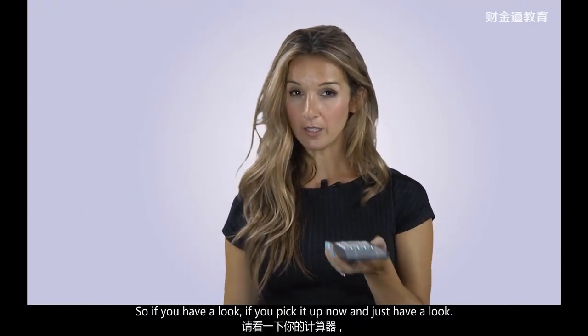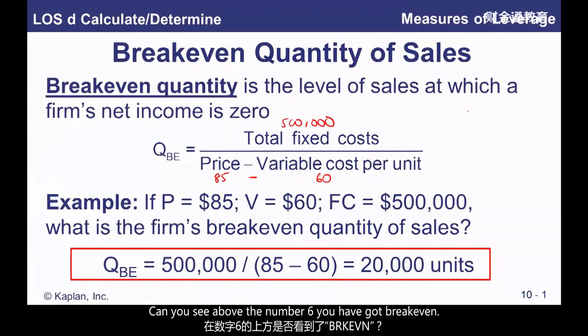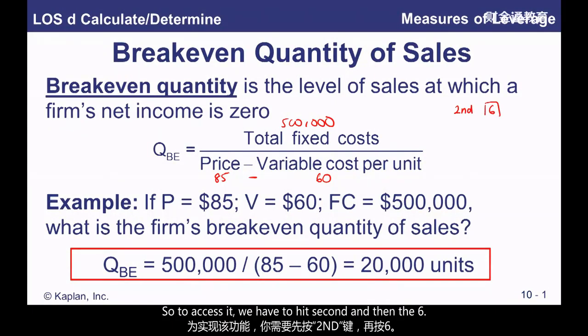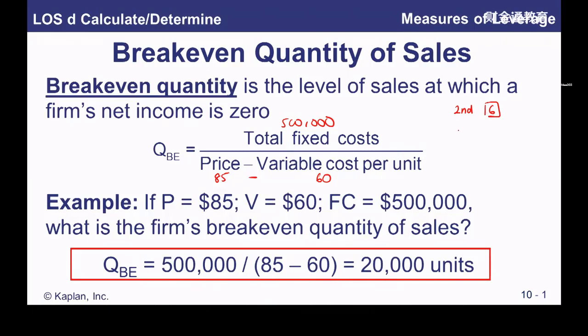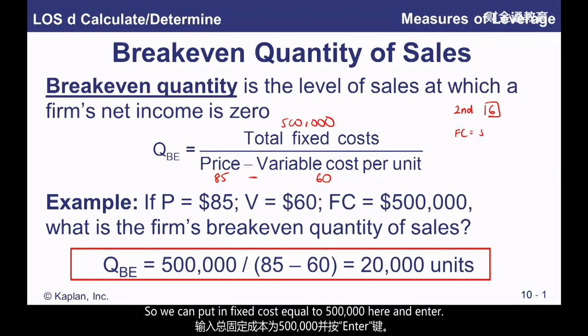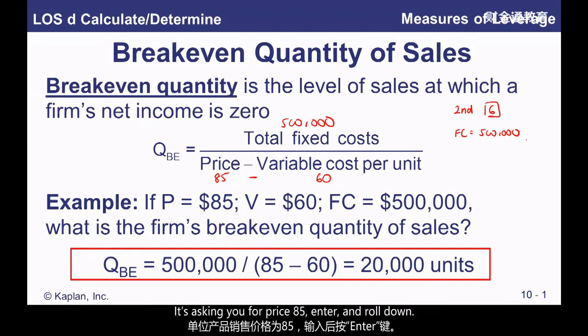Now, again, as long as you've got the Texas BA2 Instruments calculator, you can do this on your calculator. So if you pick it up now and have a look, can you see above the number 6, you've got break even. So to access it, we have to hit second and then the 6. And let's see what comes up. Again, if you've used it before, just make sure you clear it. So second, clear worksheet. And it asks you for fixed costs. So we can put in fixed costs equal to 500,000 and hit enter, arrow down. It's then asking you for your variable costs, which are 60, so hit enter, arrow down. It asks you for price, 85, enter, arrow down.